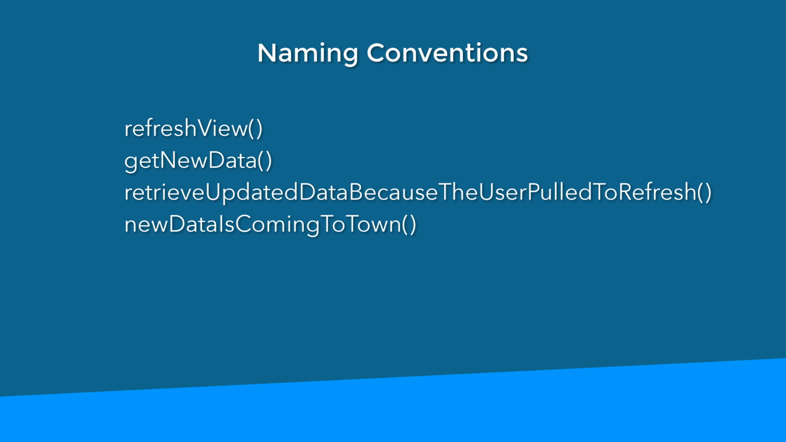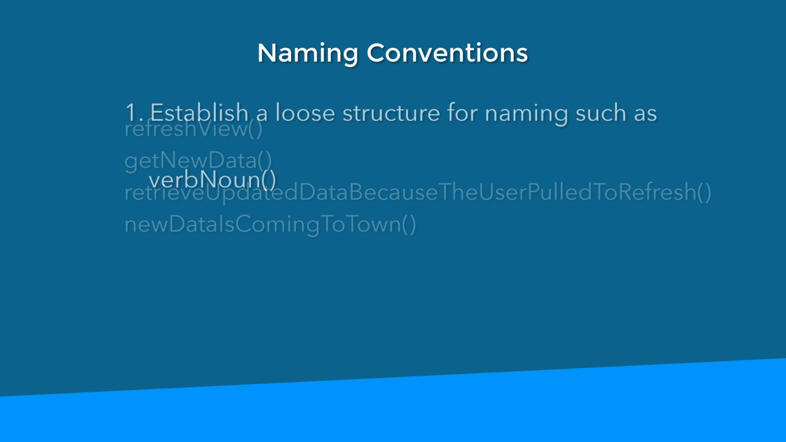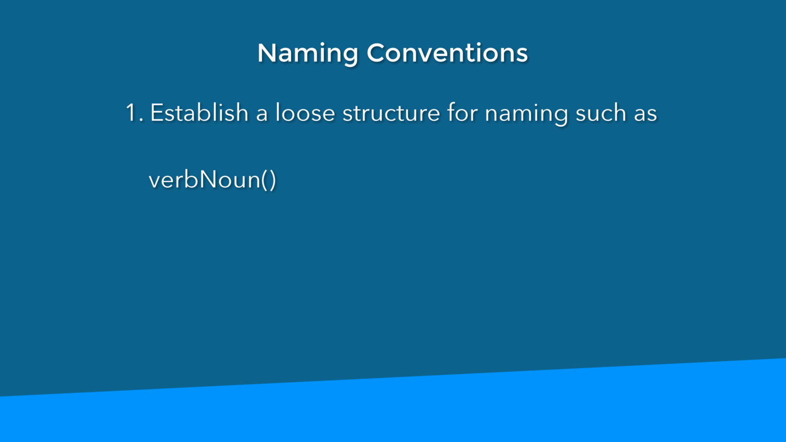It's a little harder to establish rules around this, especially if you're working on a team, but here are some simple tips to follow. Number one, you can establish a loose structure for methods and variable naming. For example, with methods, you can follow a format where the first word is a verb and the second word is a noun. So something like get data or update data or delete person.